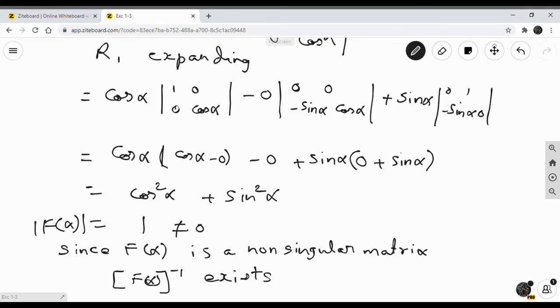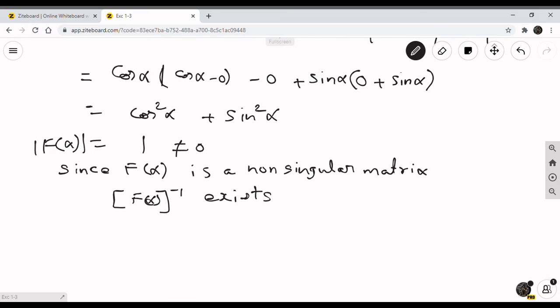This line is important. It should be mentioned. There are marks for such lines, such confirmations. It is a singular or non-singular matrix. So now we can continue the sum because f alpha inverse exists.